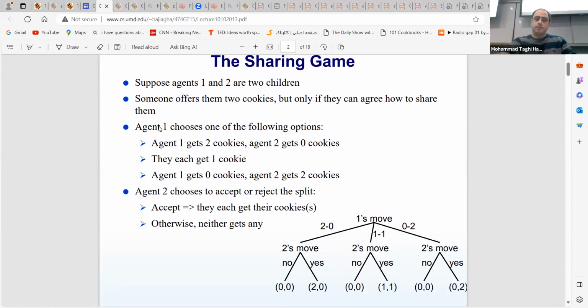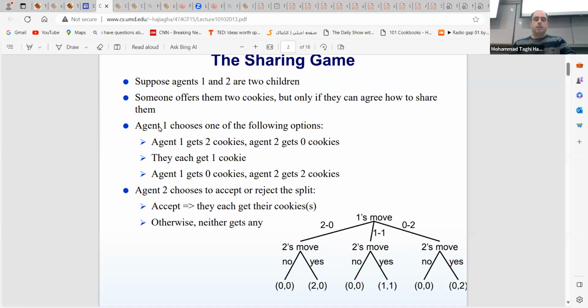So let's consider this sharing game. There are two children, and a parent wants to give them two cookies, but only if they agree on how to share. There are two children, one and two. Agent one chooses one of the following options: agent one gets two cookies and agent two gets zero cookies, or they each get one cookie, or agent one gets zero cookies and agent two gets two cookies. So these are the moves by agent one, the child.